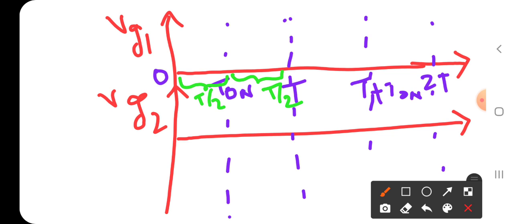That's more than half of the total time period. So therefore, both choppers, not only the first chopper, both choppers have to operate like this. This is the first chopper I am taking, and here this is the second chopper.